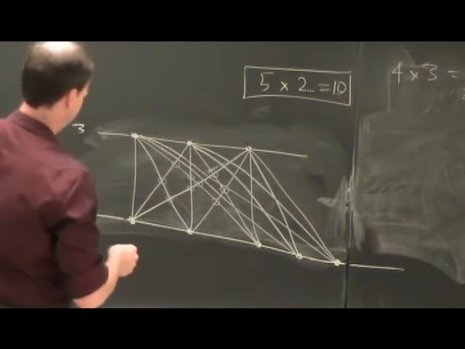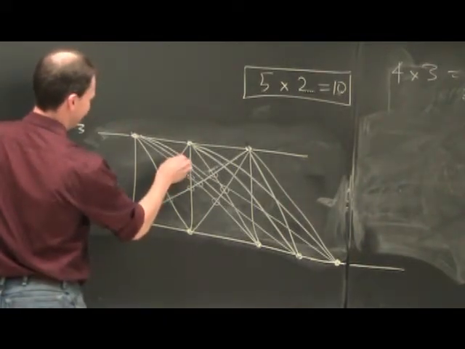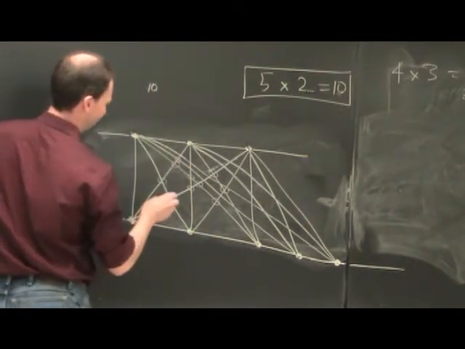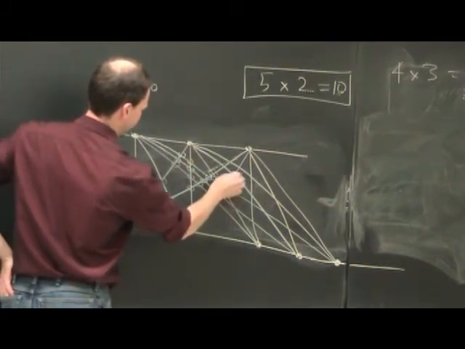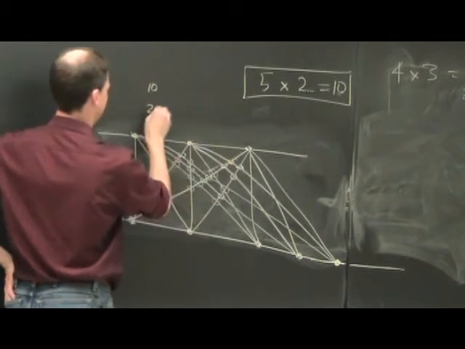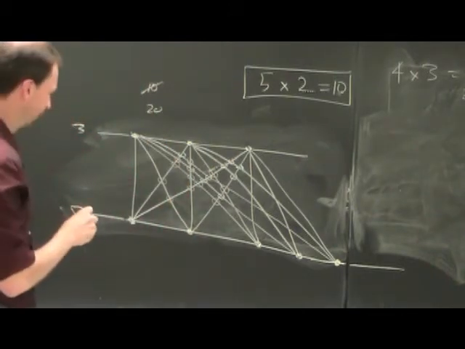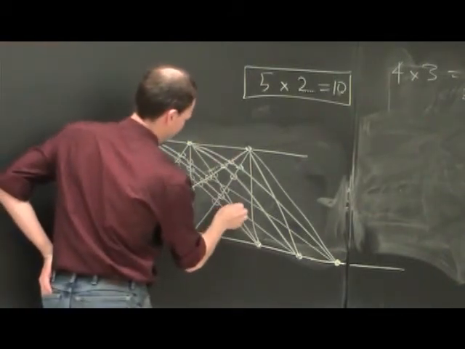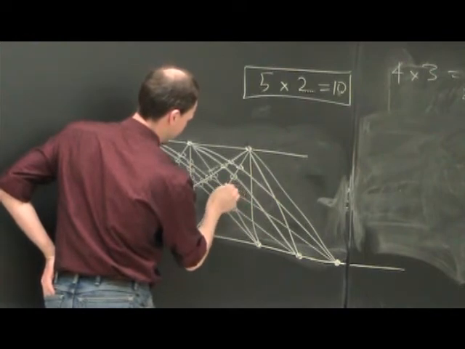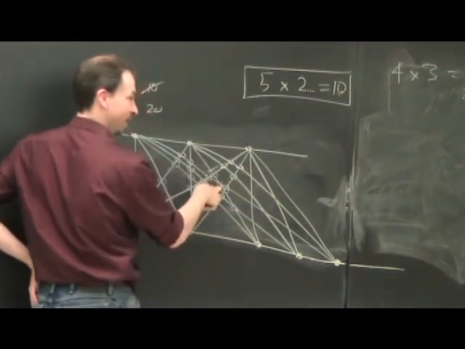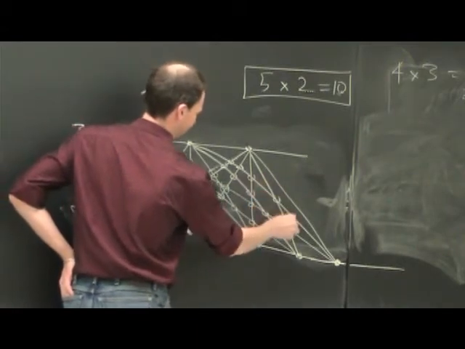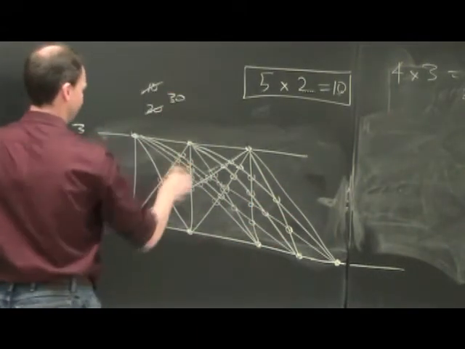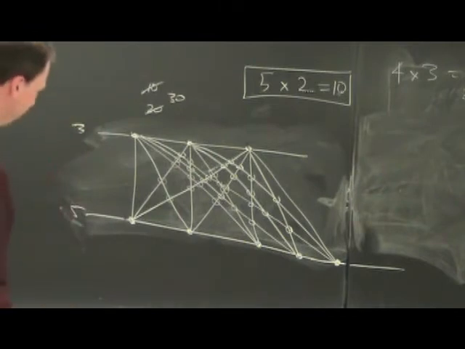Heavens. Alright, 9. 10. Right, there's 10. 11, 12, 13, 14, 15, 16, 17, 18, 19, 20. We're up to 20 now. 1, 2, 3. Do you believe me? 4, 5, 6, 7, 8, 9, 10. That gives me up to 30. That's just 30.